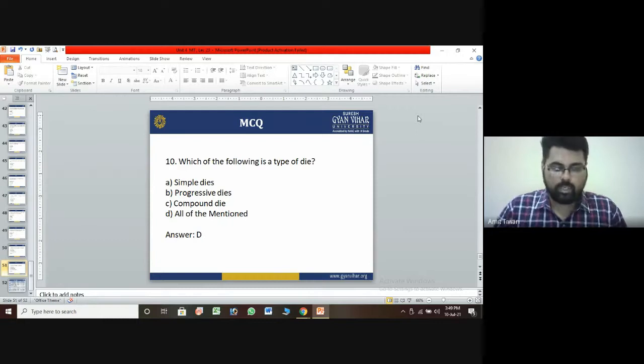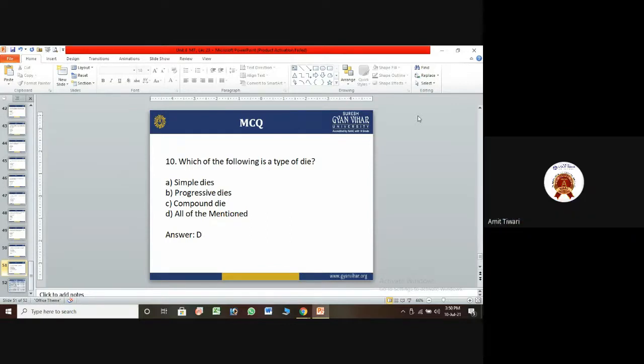And the last question: which of the following is a type of die? The options are A, simple die, B, progressive die, C, compound die, and D, all of the mentioned. The correct answer is D. All of these are types of die, because the simple die, progressive die, and compound die are all types of die.